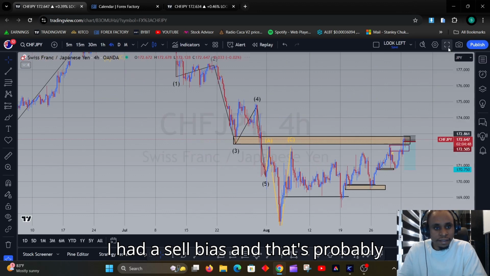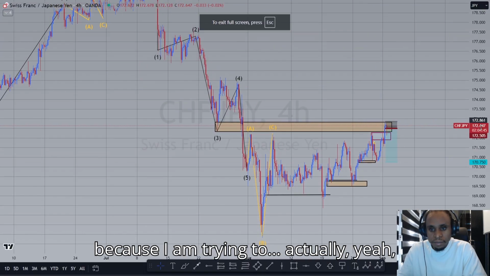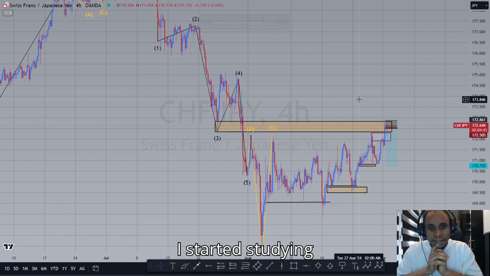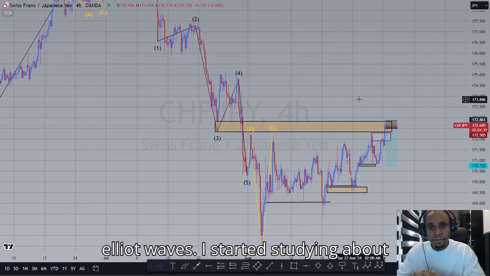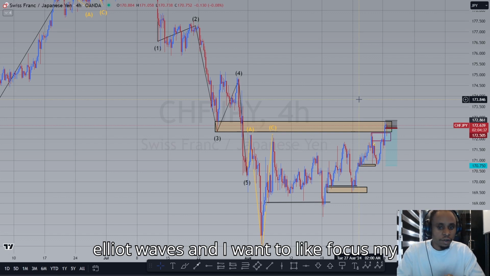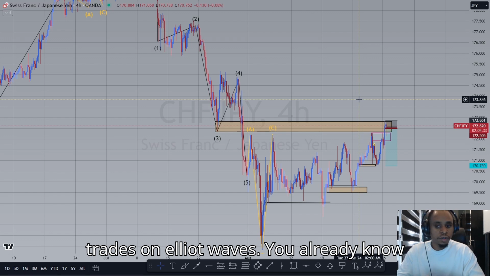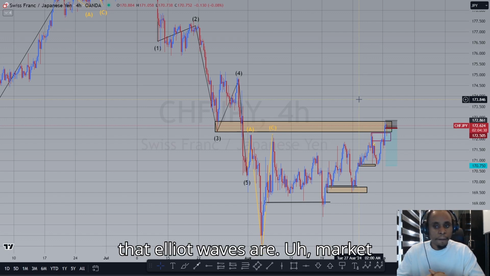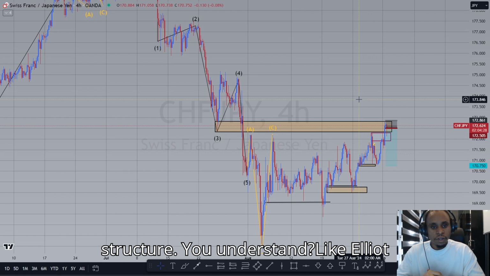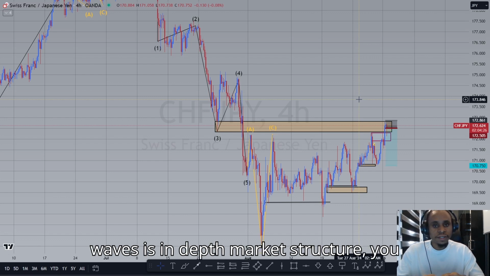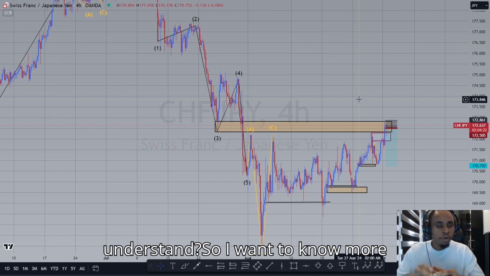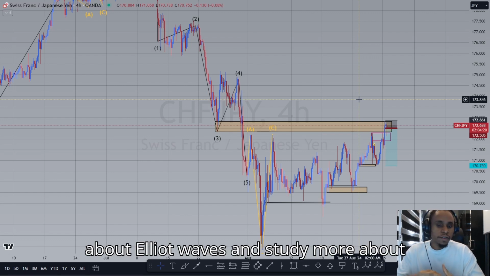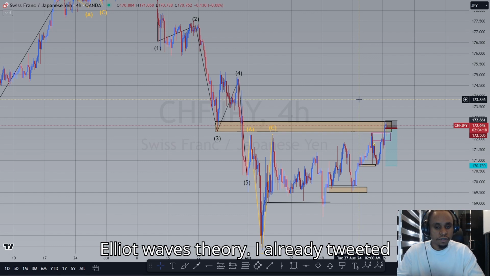I had a sell bias, and that's probably because I started studying Elliott waves, and I want to focus my trades on Elliott waves. You already know that Elliott waves are market structure. You understand? Elliott waves is in-depth market structure. So I want to know more and study more about Elliott wave theory.